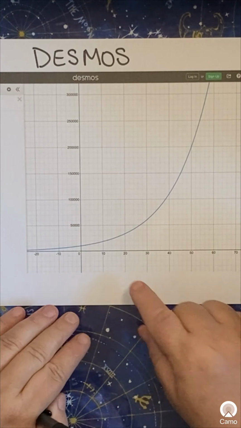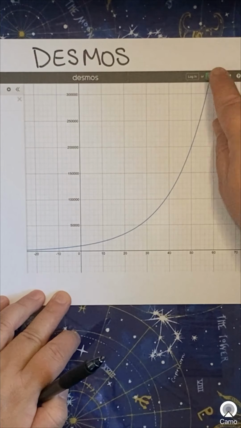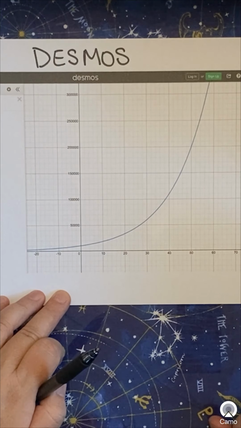Exponential growth always looks like this. It swings up. Notice that it looks almost like half a parabola.